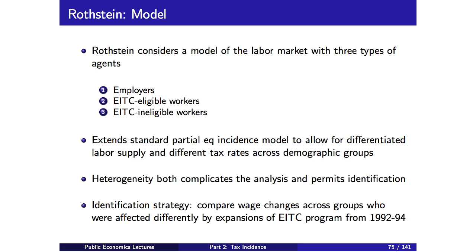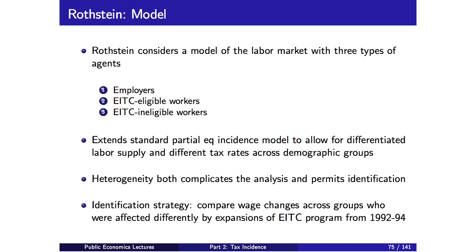So what he does in the paper is extends the standard partial equilibrium incidence model to allow for differentiated labor supply and different tax rates across demographic groups, which is what's going to produce these different types of workers, eligible and ineligible. That heterogeneity is going to be a double-edged sword, as you'll see. It's going to permit identification. So the fact that some guys are eligible and others are not is going to help you identify the impacts of the policy. But it also makes it incredibly messy because some of the incidence of the policy is going to fall on the ineligible guys, and that makes the whole thing much more complicated.